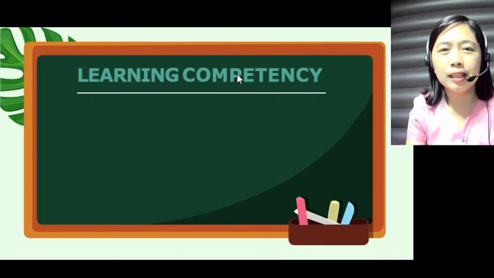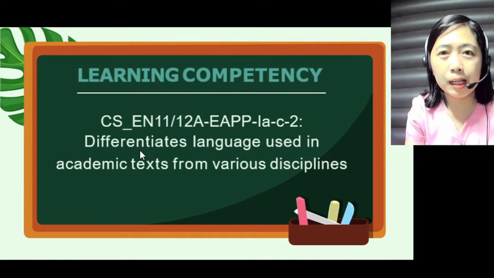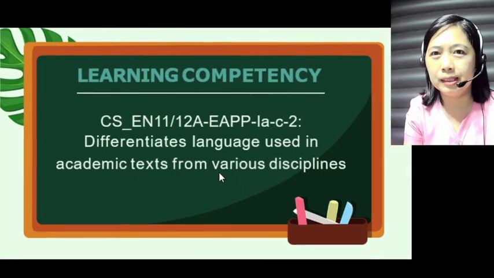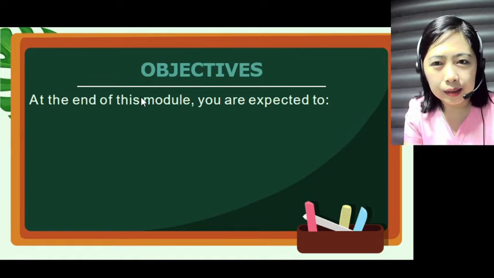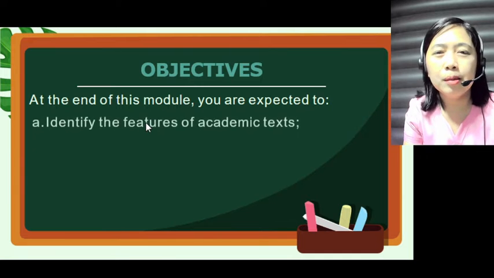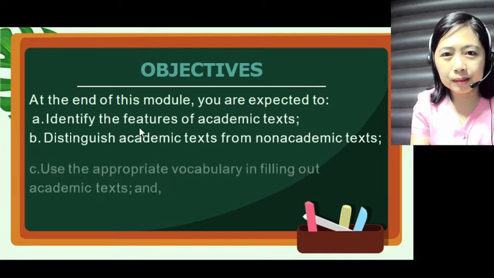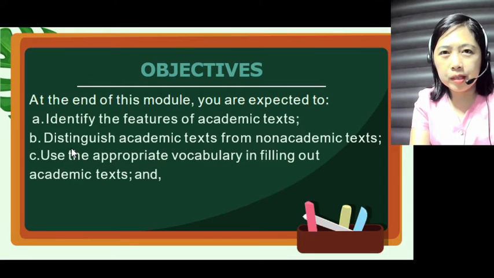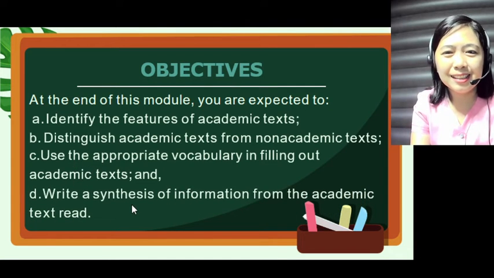So karon kani nga lesson na atay learning competency, and it helps us to differentiate language used in academic text for various disciplines. And we have here our objectives. At the end of this module, the learners are expected to identify the features of academic text, distinguish academic text from non-academic text, use the appropriate vocabulary in filling out academic text, and write a synthesis of information from the academic text read.